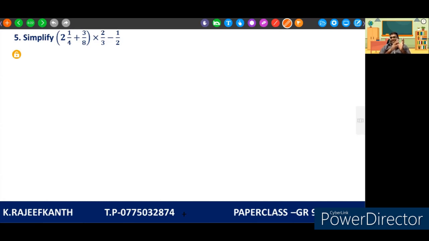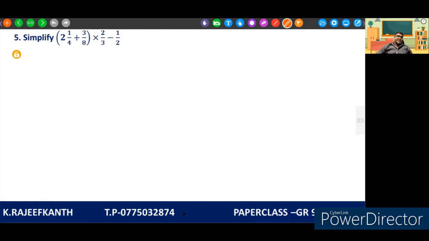Here there are 2 fractions within the brackets. Then we have to add those 2 fractions. Then we have to multiply by 2/3. Then only we have to subtract the half. Right? So first we have to simplify the brackets. So in the brackets, there are 2 fractions. So first we have to add those 2 fractions. After simplifying those 2 fractions, we have to multiply by 2/3. Then only we have to subtract that half from that answer.